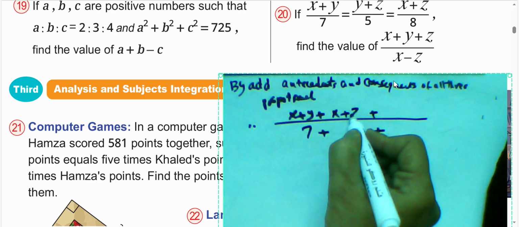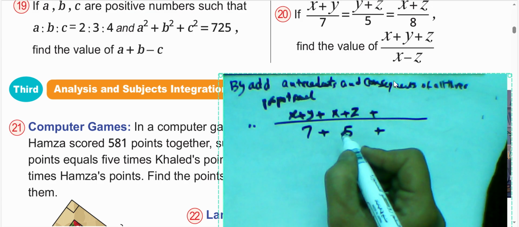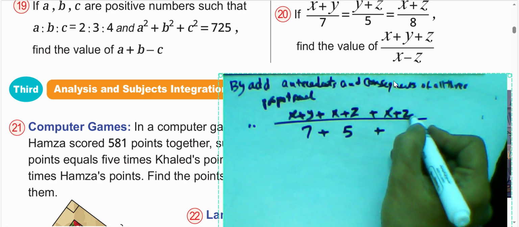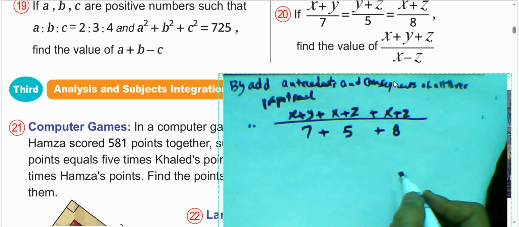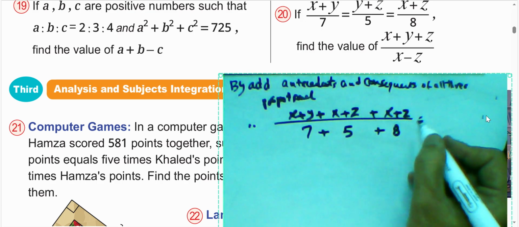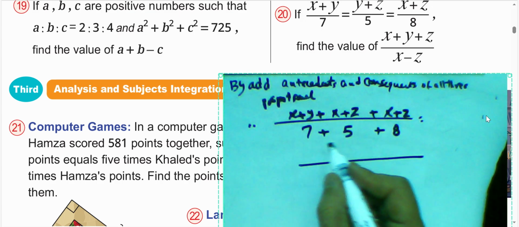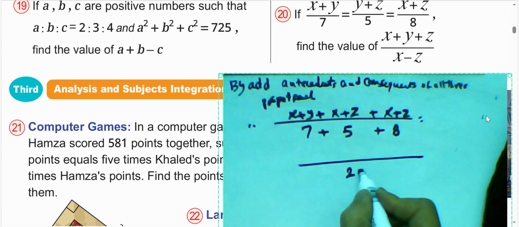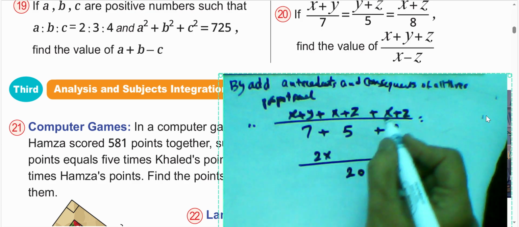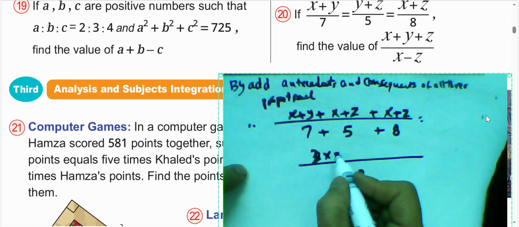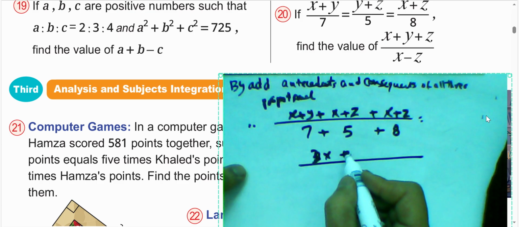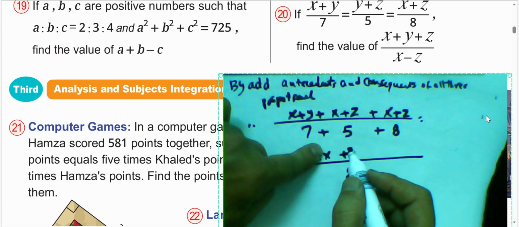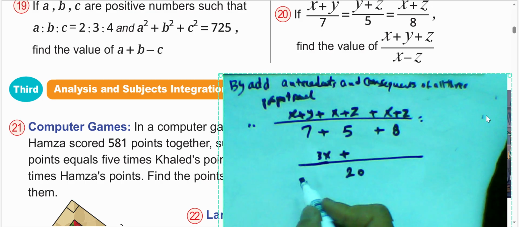x plus z over 5, x plus z over 8. Then 7 plus 5, 12, plus 8 equals 20. x plus x equals 2x, and we have x also, so 3x. Okay, we have 3x. Understood?